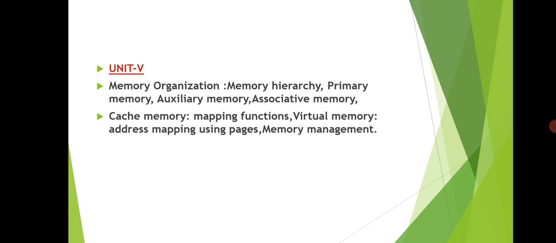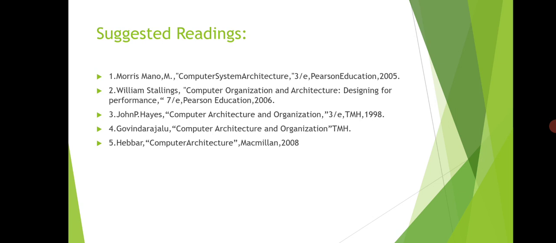Coming to our fifth unit. In this fifth unit, we will see what memory organization is and what memory hierarchy is. What are the different types of memories: primary memory, auxiliary memory, associative memory. Later comes cache memory, and the next one will be virtual memory. In that, how we are going to implement the paging concept and how the mapping of your memory is done, that you are going to study in our fifth unit.